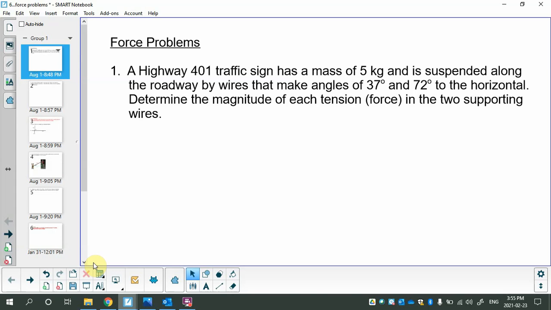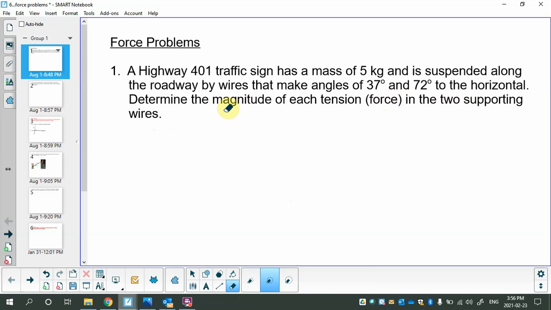So here is a force problem, and I, again, really like these. A Highway 401 traffic sign has a mass of 5 kilograms and is suspended along the roadway by wires that make angles of 37 degrees and 72 degrees to the horizontal. Determine the magnitude of each tension force in the two supporting wires.